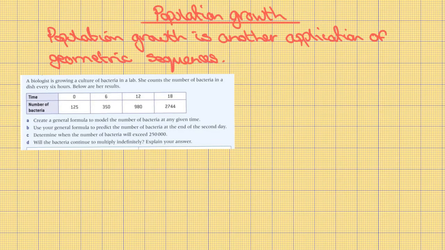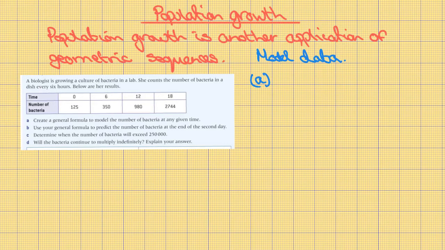Population growth. Population growth is another application of geometric sequences. It can be used to model data. A typical question is as follows. A biologist is growing a culture of bacteria in a lab. She counts the number of bacteria in a dish every 6 hours. Below are her results. A. Create a general formula to model the number of bacteria at any time.